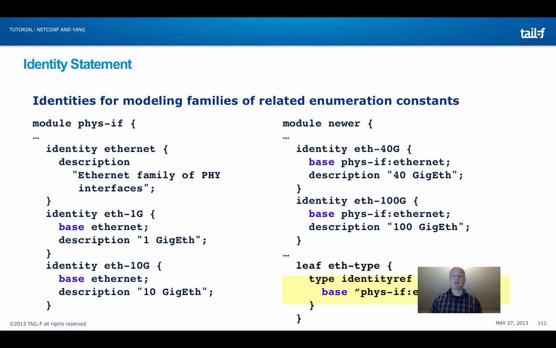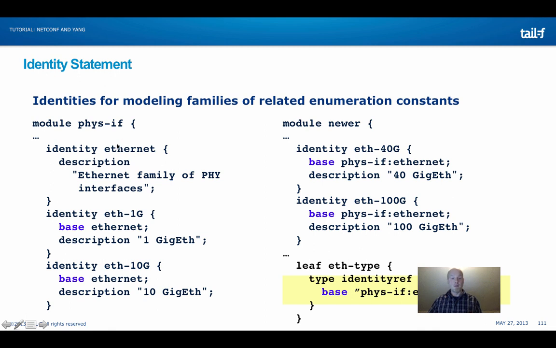How do you then refer to identities? The interesting thing here is, since identities are hierarchies, you can refer to a base type. So here I have a leaf ETH type, which is of type identityref. Here's an identity. Here I have a leaf that would like to refer to a specific Ethernet type. And when you specify type identityref, you need to refer to the base. And in this case, I point to the top level. So I say any identity that is a sub-identity of Ethernet.